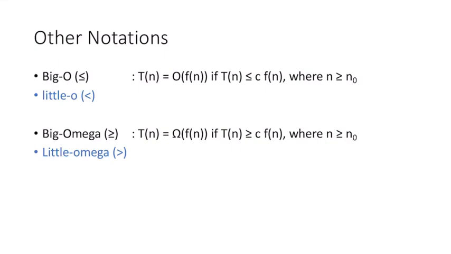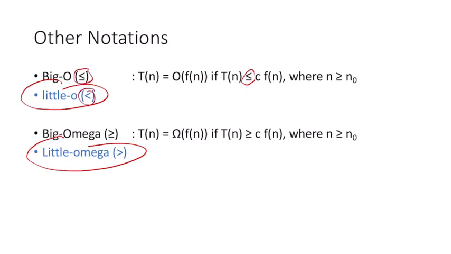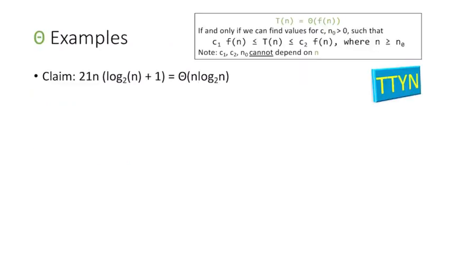And just for completeness' sake, there's also a little o and a little omega, which gets rid of the equality part. So instead of greater than or equal to, it's just greater than, or sorry, less than or equal to, it's just less than. But let's work through our theta proof here. So for a theta proof, I usually start by doing the upper bound first, just because that's what we mostly do in classes as an upper bound.